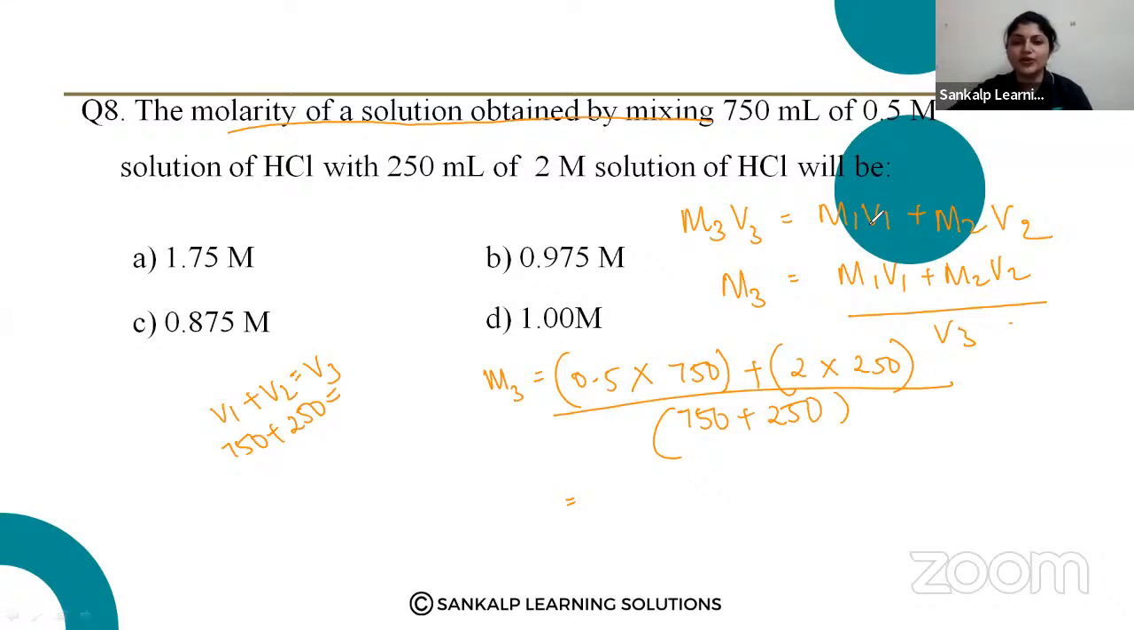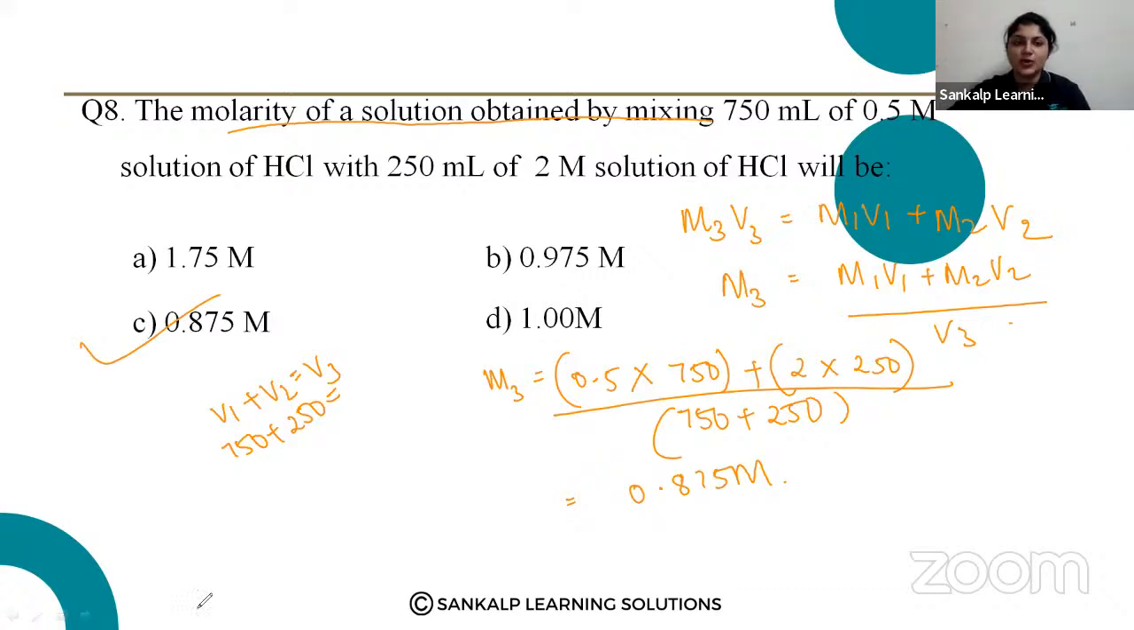Yes, after solving, what option do you get? Yes, good. So it comes to be 0.875 molar. So option C. Option C is the right answer. Yes, good. Many of you have answered it right. So C is the right answer.